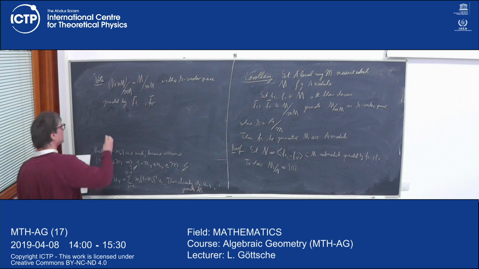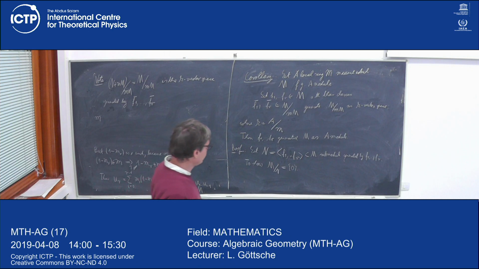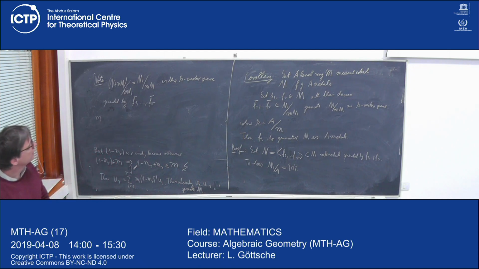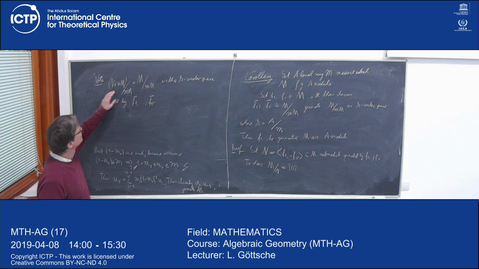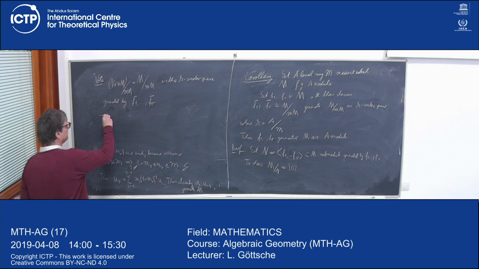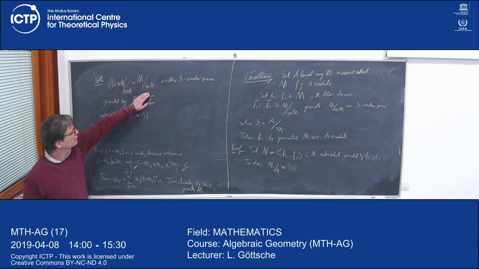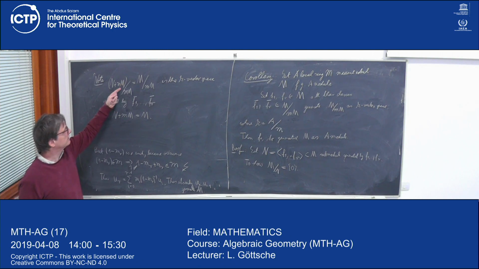Yeah, so let me try to do this. I'm a bit puzzled. Anyway, I claim it follows that N plus mM is equal to M, because we have added mM and divided by it, so then these are equal. The fact that this quotient is equal to this just means this, because every element can be written as an element of N plus something in mM.